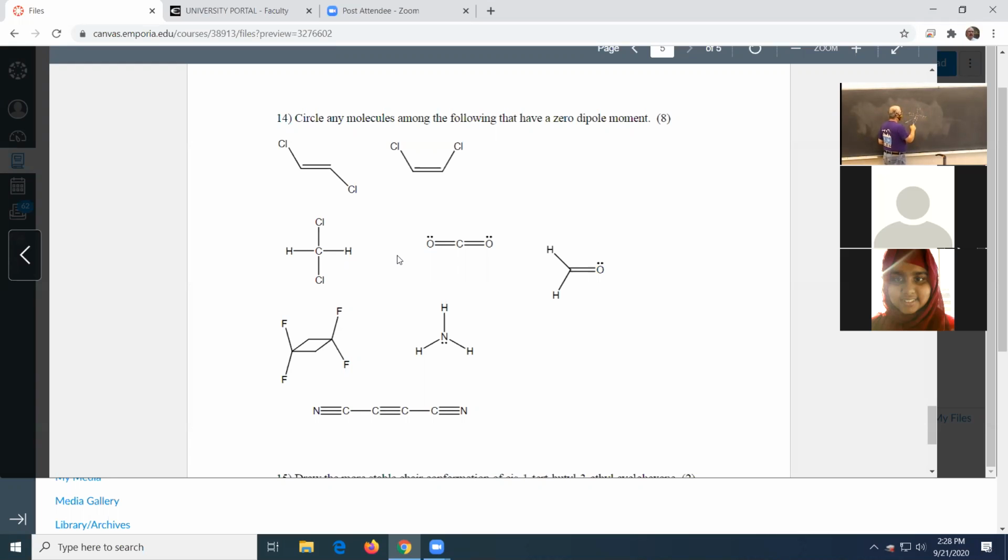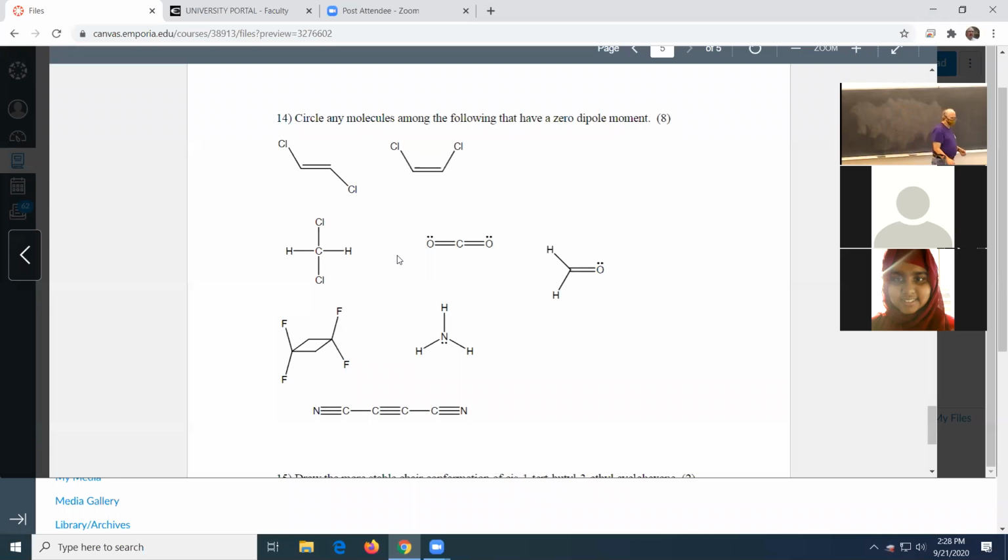Actually it would, because see, these are 109.5 degrees apart from each other. See, they wouldn't cancel each other out. Okay, because of the tetrahedral geometry. Okay, so that one would not.